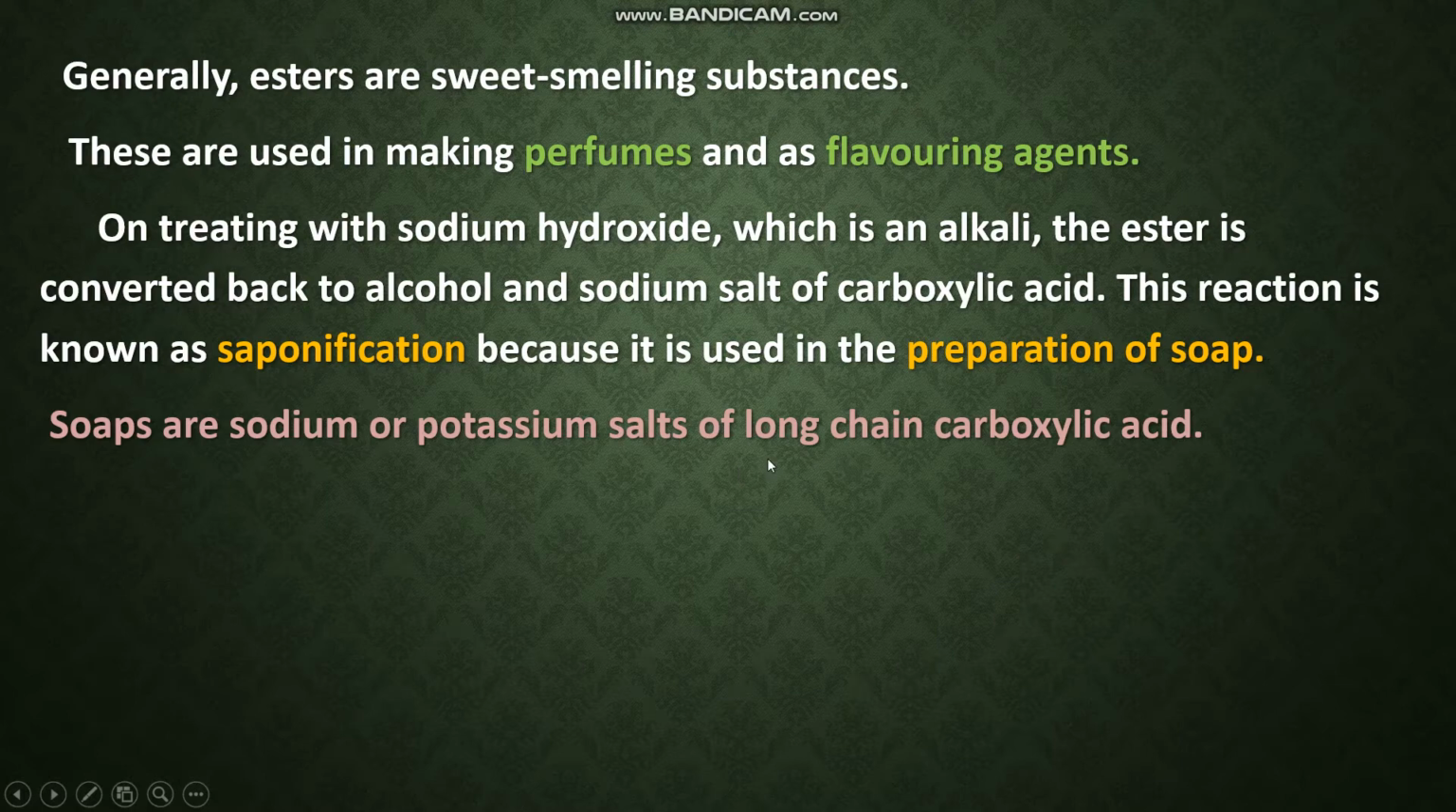So here we know that when alcohol and carboxylic acid react, we get ester and water. If the ester reacts with a base like sodium hydroxide or potassium hydroxide, what are the products we get?